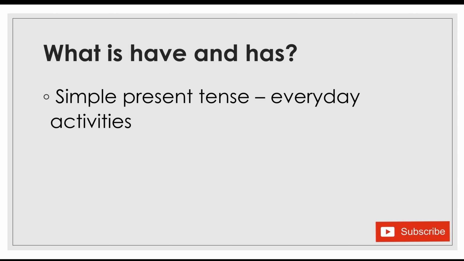I also have a video about simple present tense. You can watch that one again if you'd like. And what is special about these words is it's an irregular verb. So have is the main verb, but it changes to has, which means it's irregular because the spelling is different.